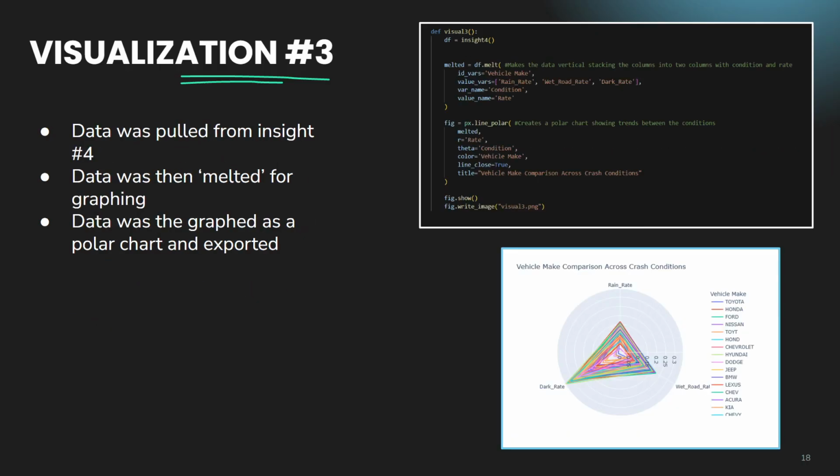All right, so for visualization 3, we based it off the data from Insight 4. We took all our rates and made what is called a polar graph, which we found in the Plotly documentation. It's basically a sort of stat graph. As you can see here, it shows the trends towards each rate. It seems pretty common for almost all car makes to have a high crash rate during dark times, and sort of mid during rainy times and wet road conditions. So that's basically what we did. We took data, we graphed it, we showed it, and then we exported the image.